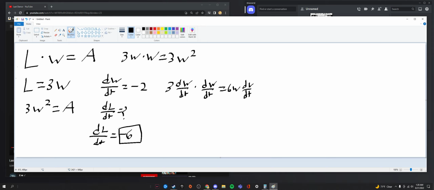Why is that the case? Length is 3 times the width. The width is decreasing with regards to time at a rate of 2 inches a minute. We just multiplied -2 because it's decreasing by 3. We get -6. The length is decreasing at a rate of 6 inches a minute, just off the fact that we can define the length as 3w.